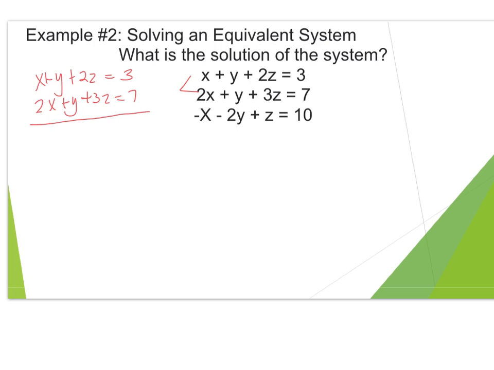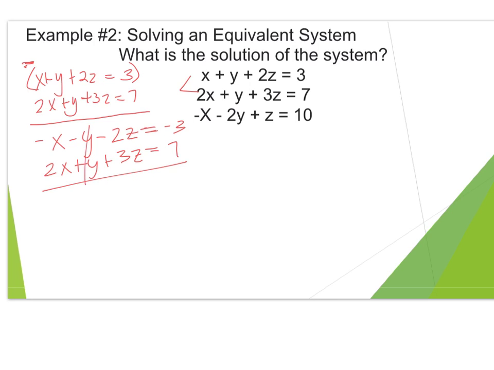So I'm going to choose to change the top equation to a negative. That's the negative sign, by the way. All right, so if I distribute the negative throughout, I should have negative x minus y minus 2z equal to negative 3. And on the second one, I should have 2x plus y plus 3z equal to 7. Once I'm done, I will have x plus z equal to 4.